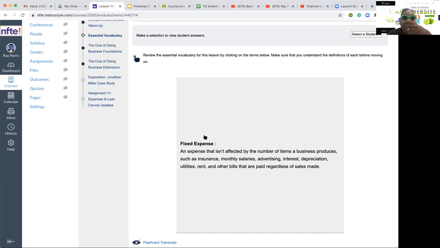So maybe your business has a building. Maybe it doesn't have a building. It has a brick and mortar. Maybe it has e-commerce. So these are fixed expenses that are paid monthly. Every month you have to pay, just like a regular person that runs their home and family. You have monthly fixed expenses. Business has the same thing.